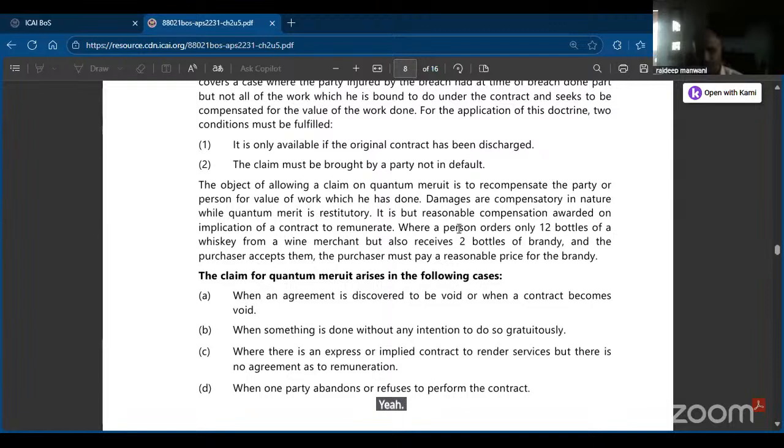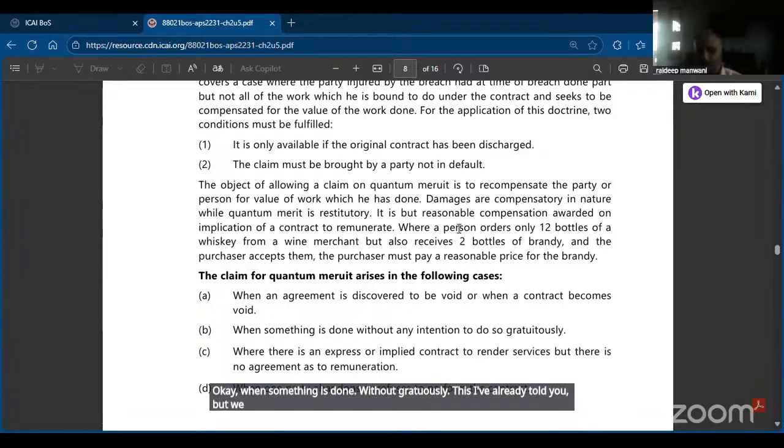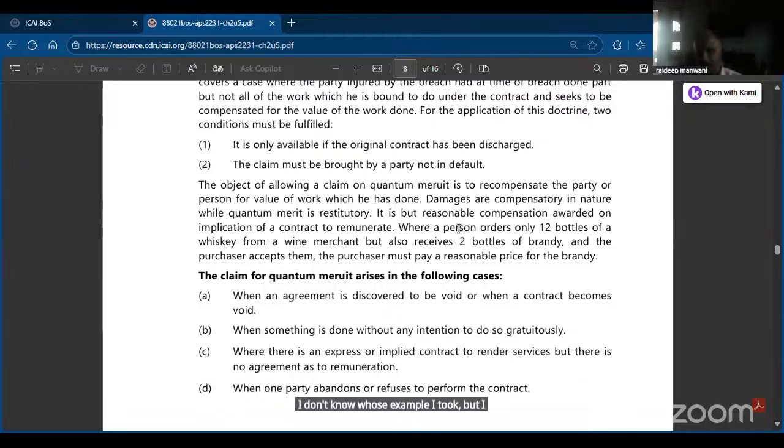When something is done unintentionally, without gratuitously. This I've already told you, but we'll take that same example. We'll take Tanushri this time.